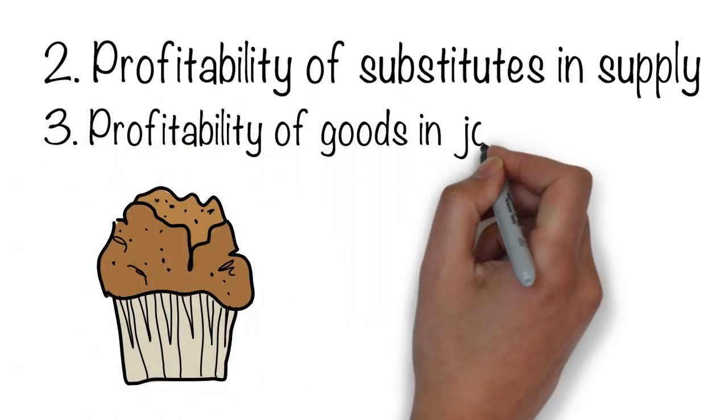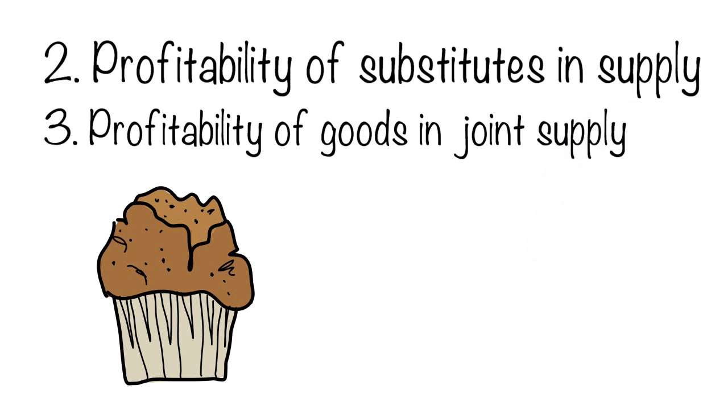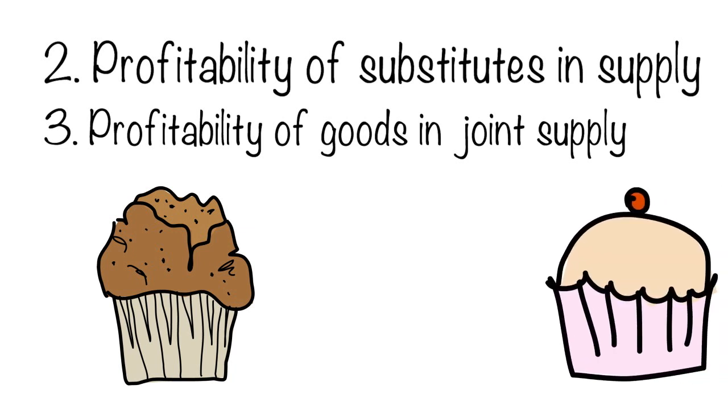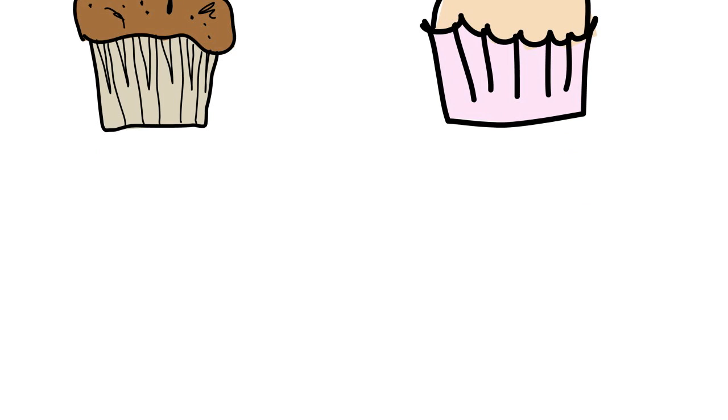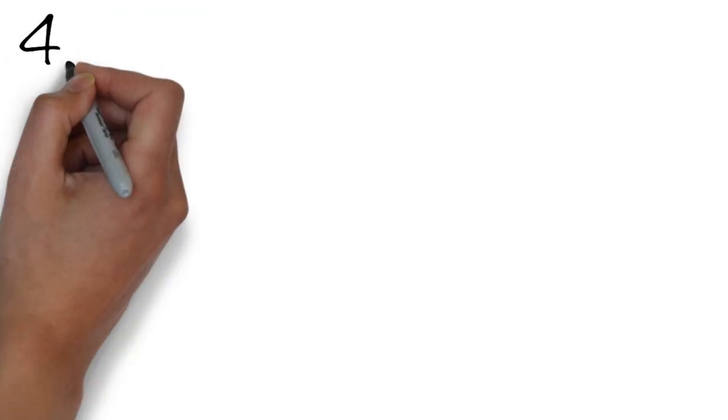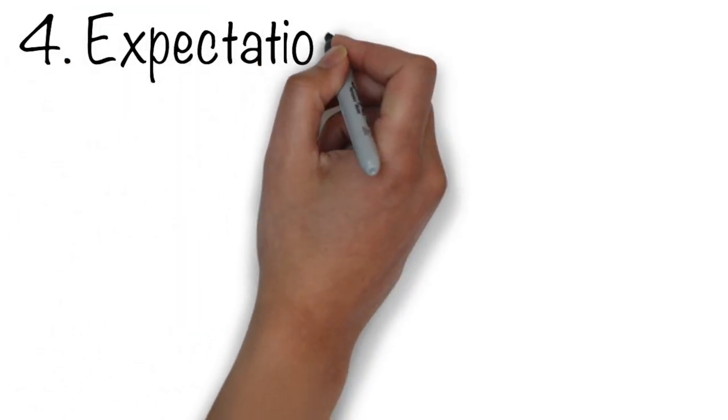The third one here is the profitability of goods in joint supply. When you're producing these donuts, some of the leftover dough can be used for producing another product. For example, a good in joint supply would be a bun, which means that when there is more produced of donuts, there is also more produced of buns on the market.